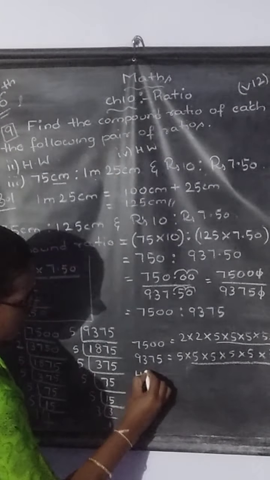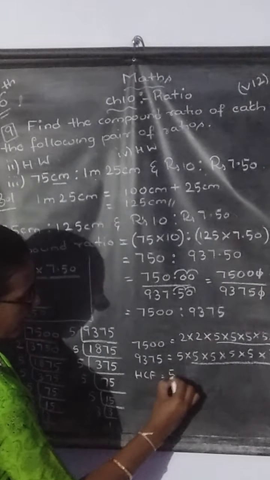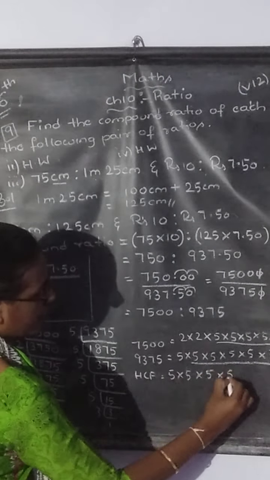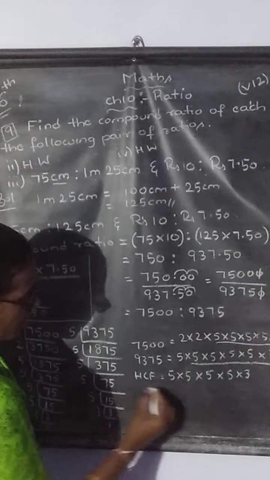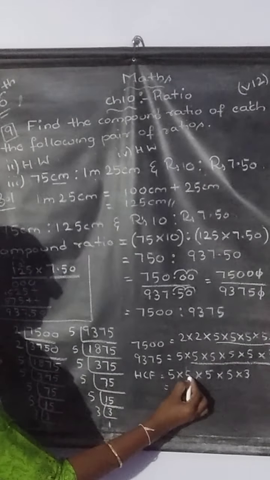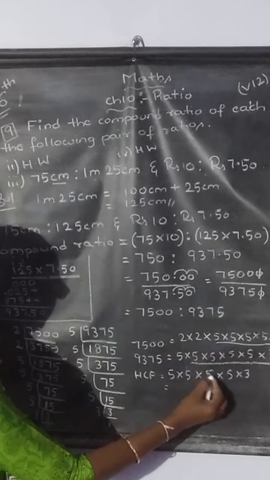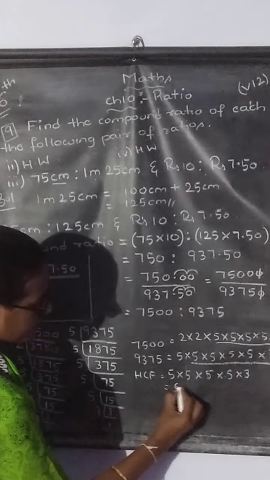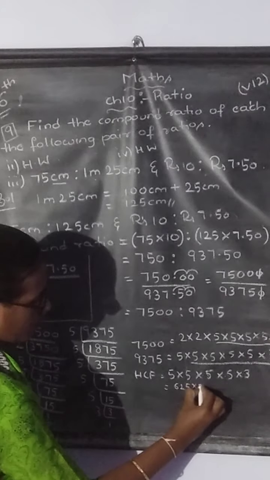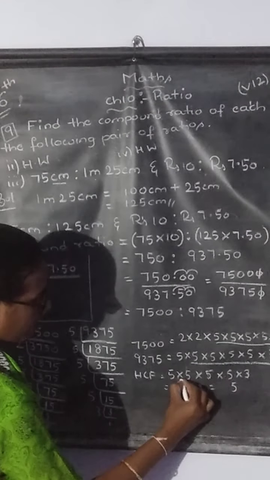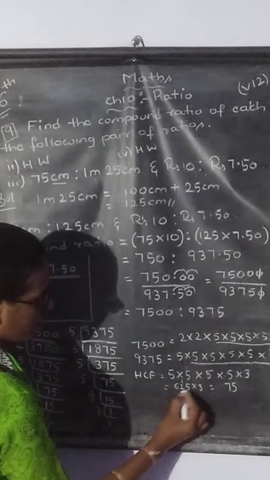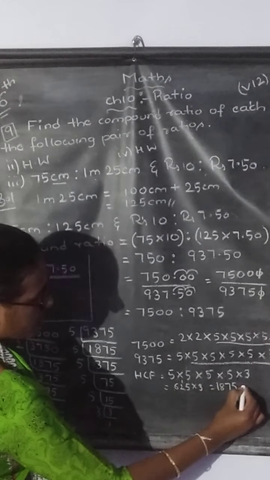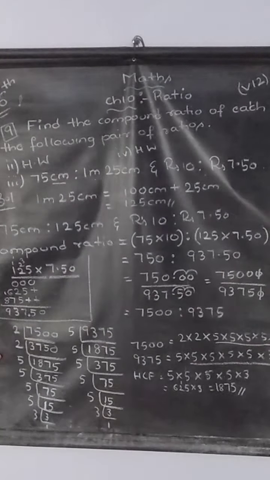Okay. So HCF will be equal to 5 into 5 into 5 into 5 into 3. Okay. Which is equal to 5 5s are 25. 25 5s are 125. 125 5s are 625. 625 into 3. How much? 3 5s are 15. 5, 1 carry. 3 2s are 6 plus 1 is 7. Okay. Next 6 3s is 18. So 1875. It is said to be your HCF.